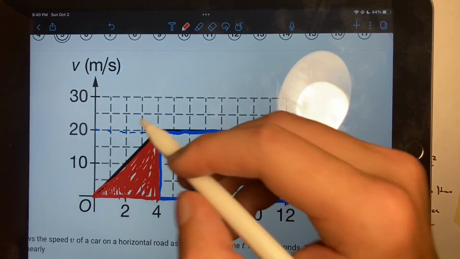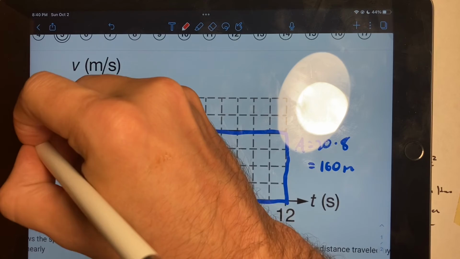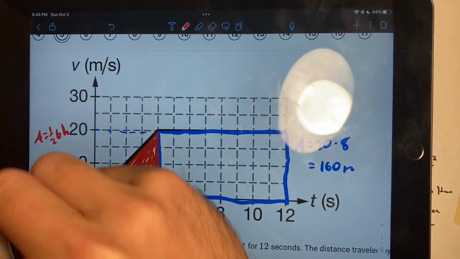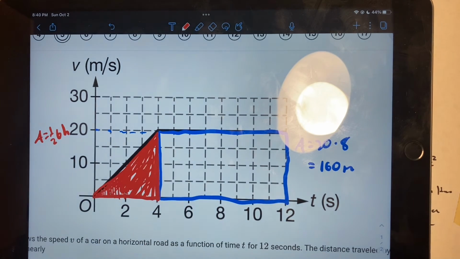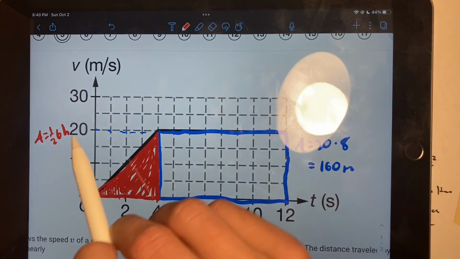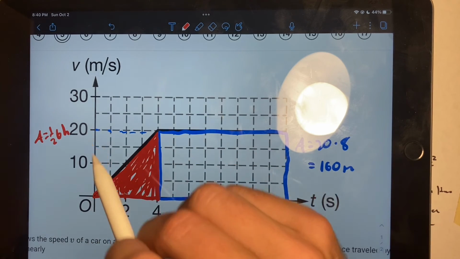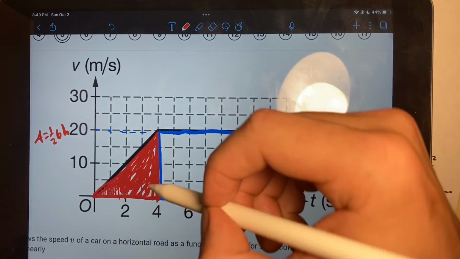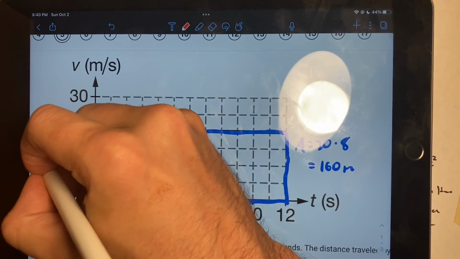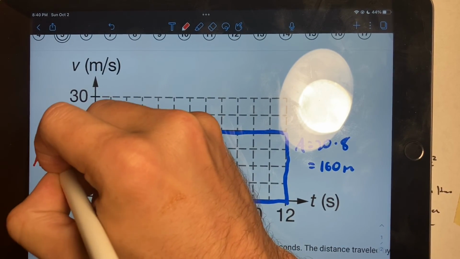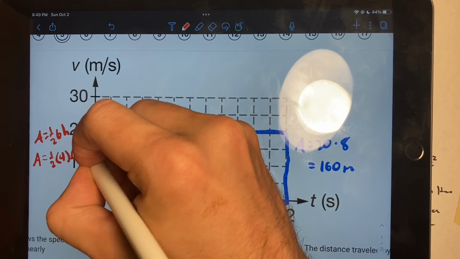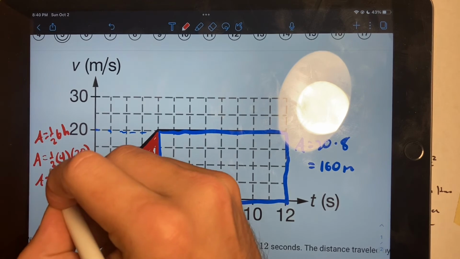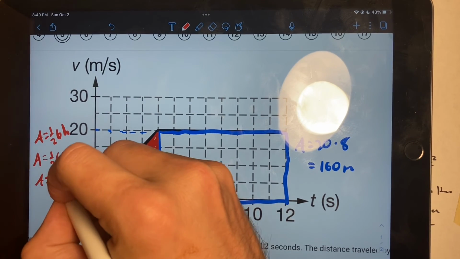All right, so for a triangle, the area is equal to 1/2 base times height. That's given on our formula sheet if you ever forget that. You can also think of it as just find the area of a square and then divide that by 2. Okay, so this area has a base of 4 seconds and a height of 20 meters per second. So our area would be 1/2 times 4 seconds times 20 meters per second, right? So 1/2 base times height. Okay, that is equal to 1/2 times 4 times 20, which would be 40 meters.